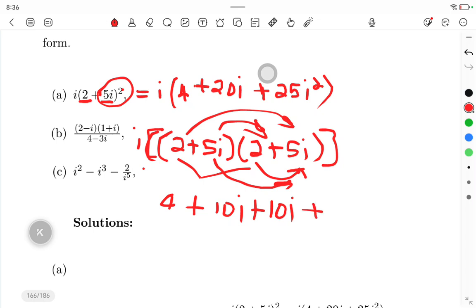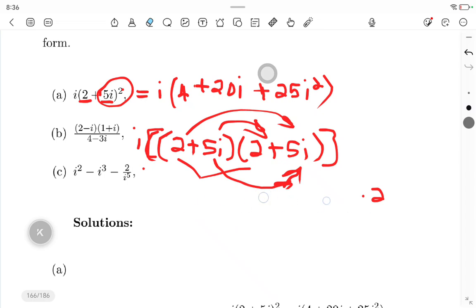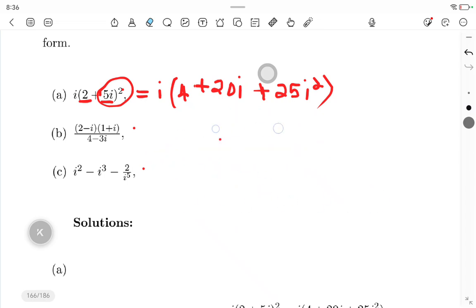Now we're going to simplify the inside. Or to make it simple, we can just multiply this: 4i plus 20i squared, and remember this was going to be minus 25 because I was going to subtract minus 1 here, so this is just going to be minus 25i. So it is much better to start by simplifying the inside.